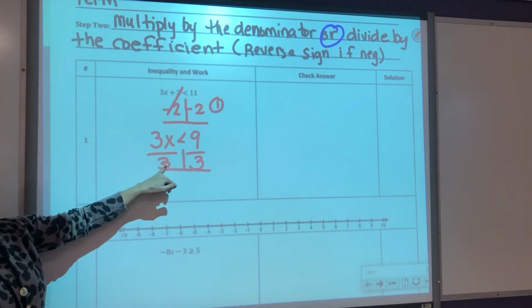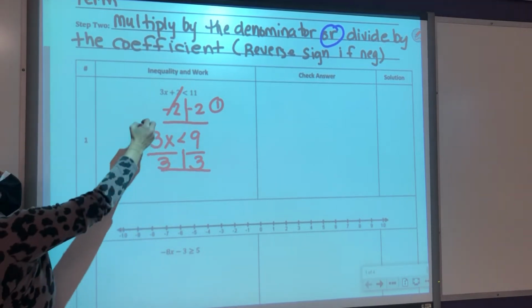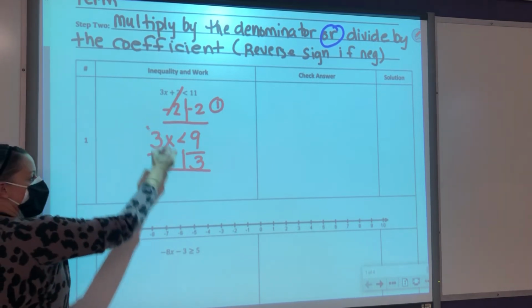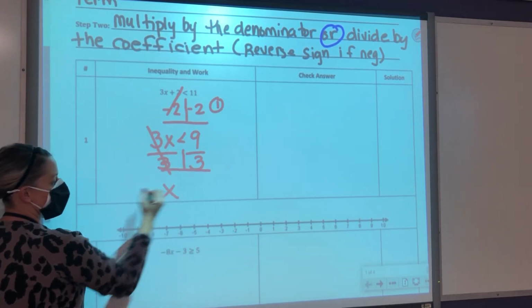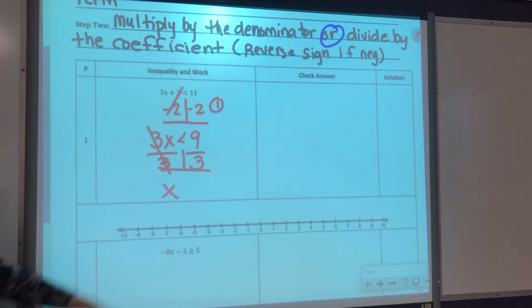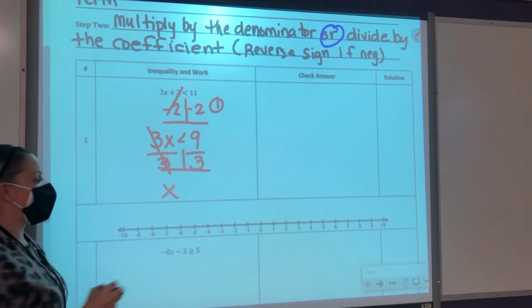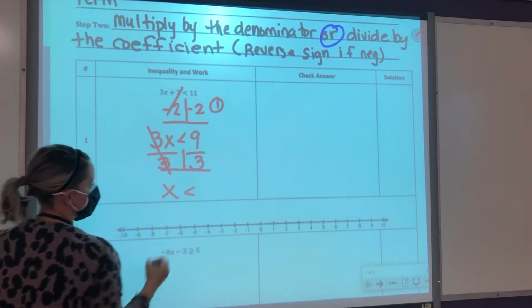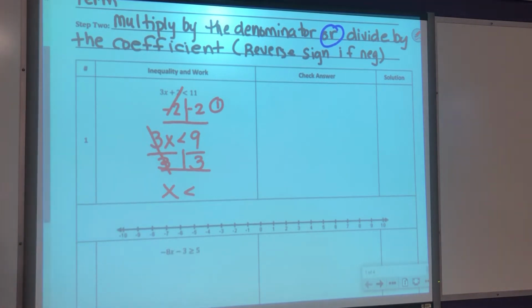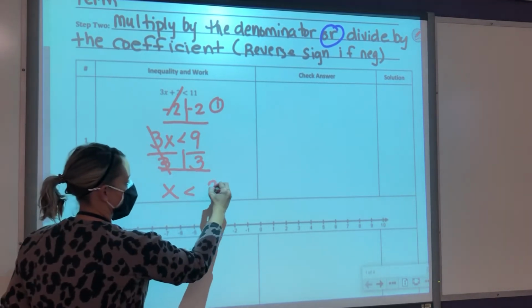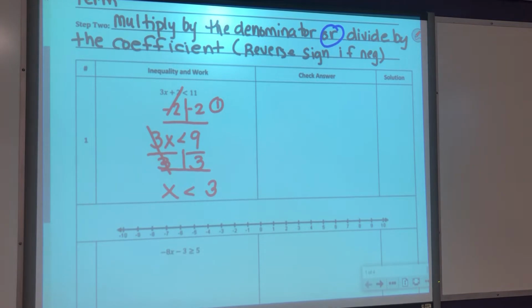Okay, 3 divided by 3 is 1, so our x comes down. What else comes down? Our less than sign. Okay. 9 divided by 3? 3. Very good. So our solution is x is less than 3.